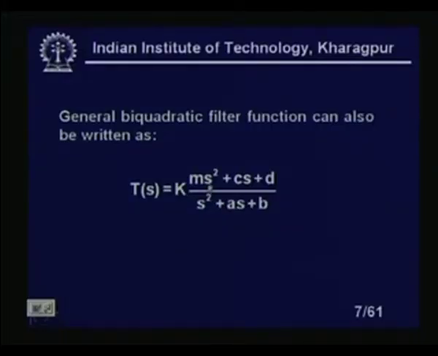The denominator function will define the poles, so this is always complex conjugate poles, right. Now, k is a gain constant. All these m, c, d, a, b will be realized by some resistors and capacitors, is it not?